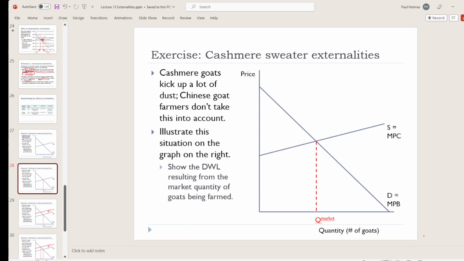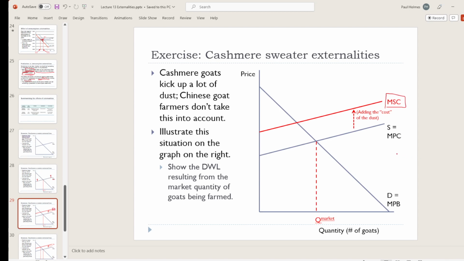Next step is we want to put in our externality. So we've got a negative externality of production, right? When the goat farmers keep their goats, that creates this dust pollution in the air, and so the true social cost is higher. We want to shift our supply curve up effectively to illustrate the fact that the true cost to society is actually higher than this marginal private cost. So there we go. I've shifted that supply curve up in a sense, creating this new marginal social cost curve.